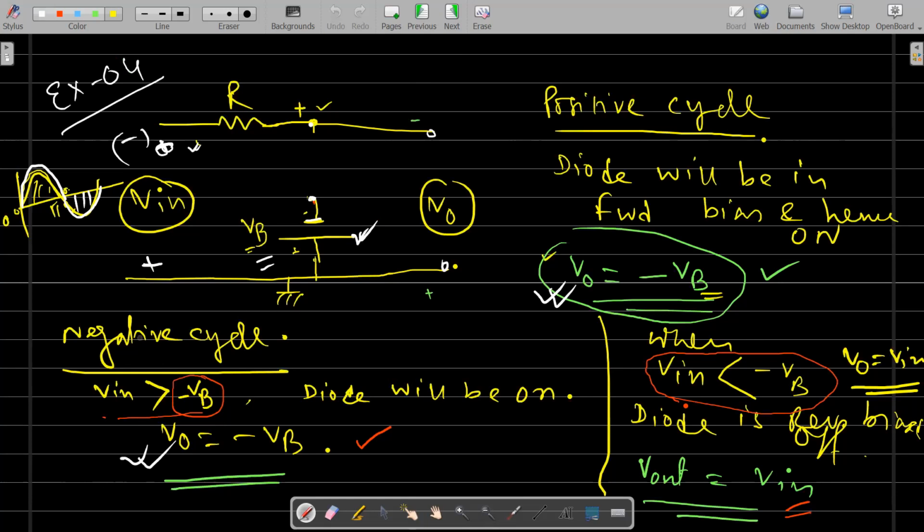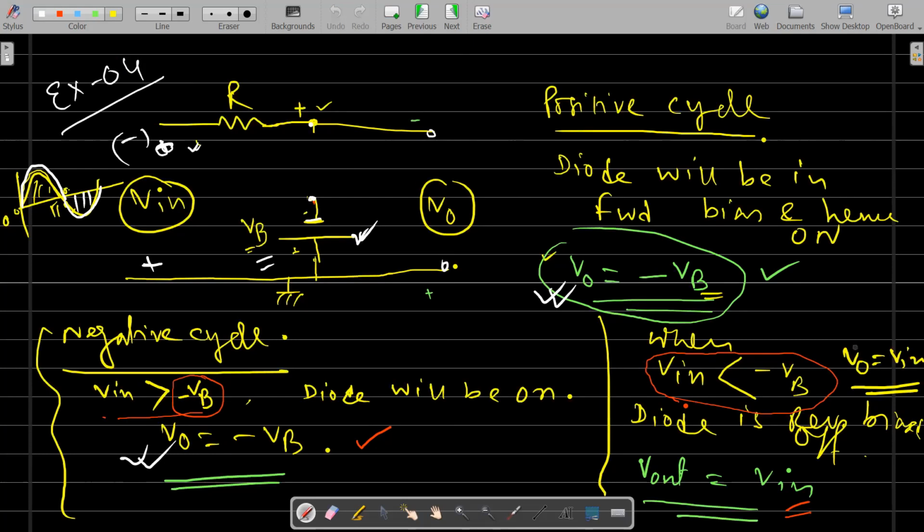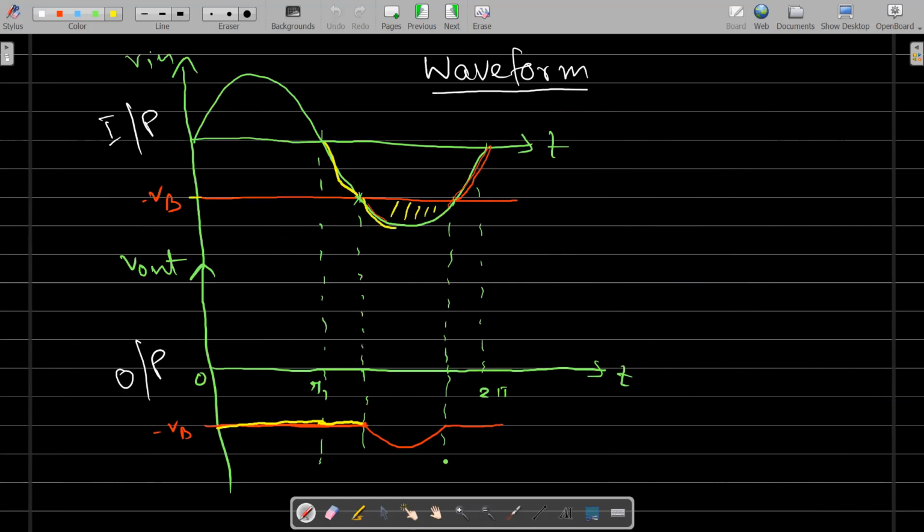And even for this part, V0 equals -VB, as long as Vin is greater than -VB. So as long as your Vin is greater than -VB, even for this part the output will be -VB. And for this part, the diode will be off. The diode will be reverse biased, and V0 will be Vin. So this part will continue here. V0 will be simply Vin like this. So this is the output. We are getting a typical waveform at the output: some part of the negative side, and for the rest of the part the output is constant.